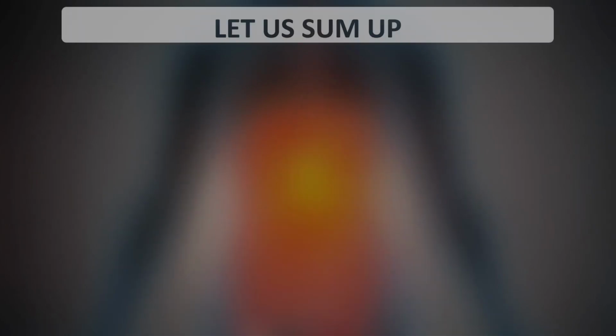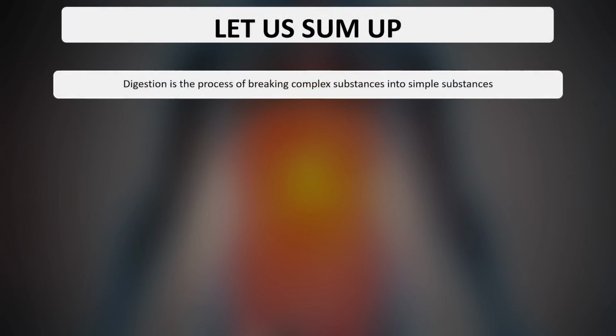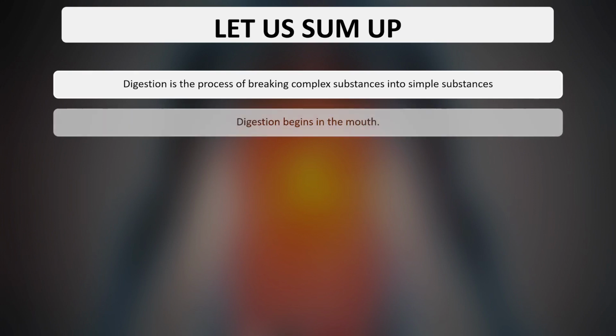So this was a comprehensive lecture. And what did you learn? You learned that digestion is the process of breaking complex substances into simple substances. We may eat food as chapati, bread, dal, meat, etc. But all this is broken down into simple units like glucose, amino acids, fatty acids, which is what is utilized by the body. The digestion begins in the mouth.